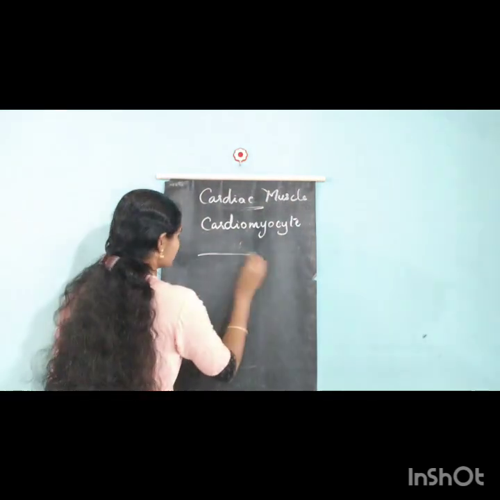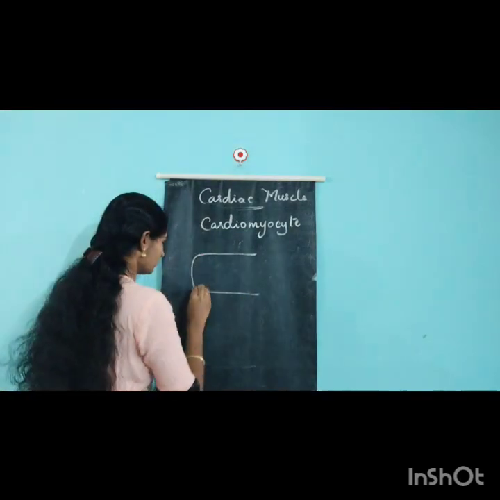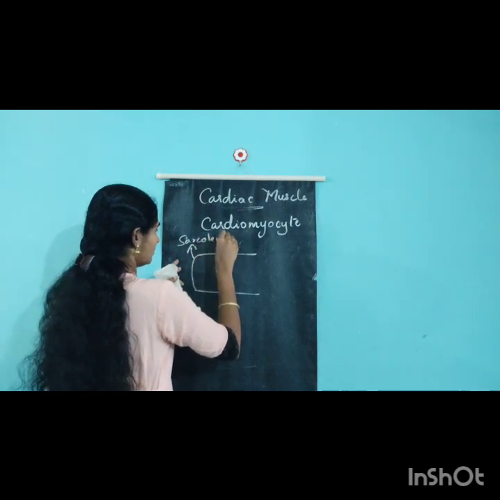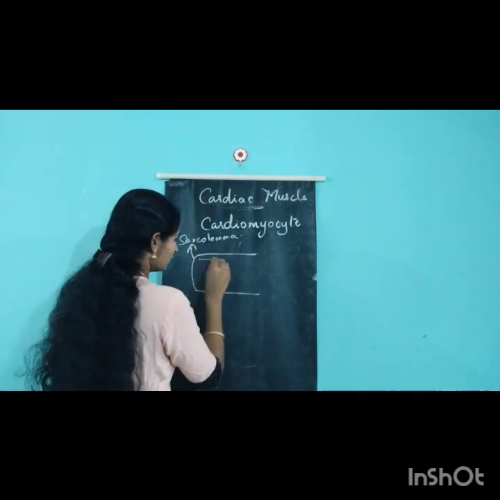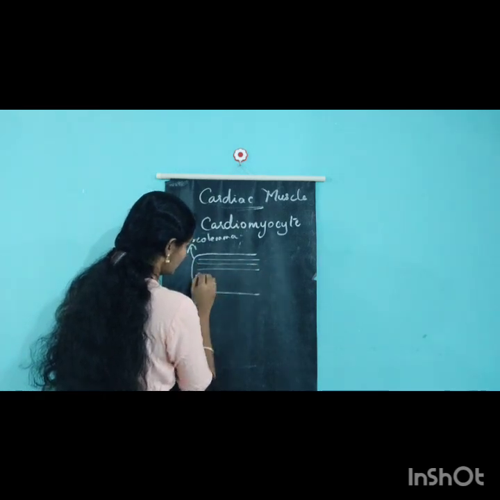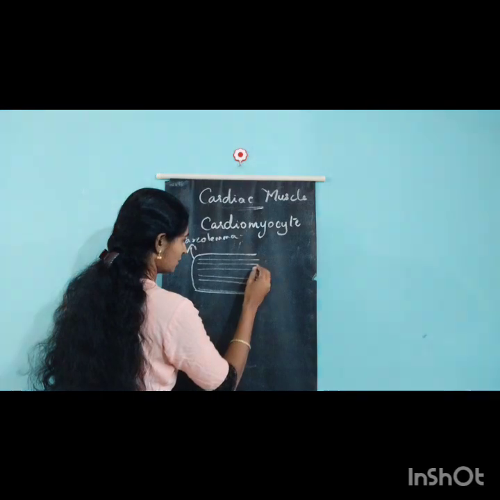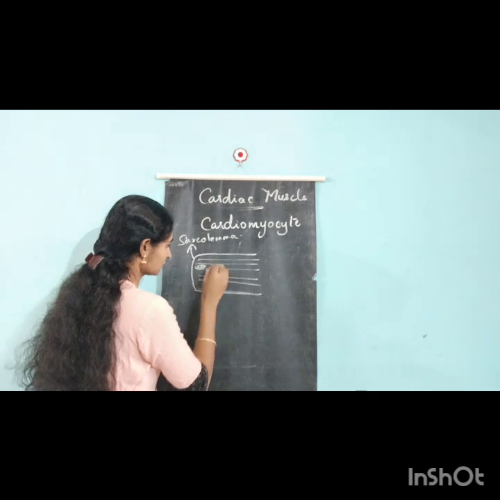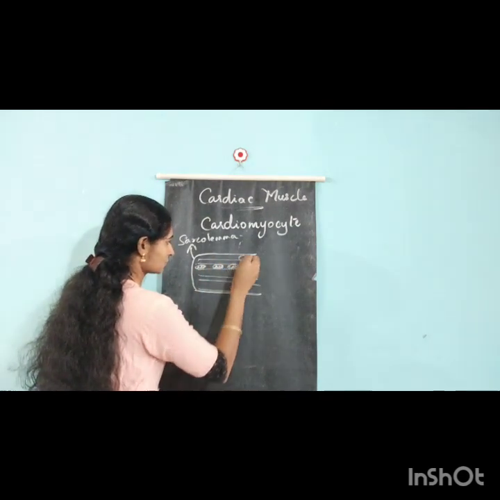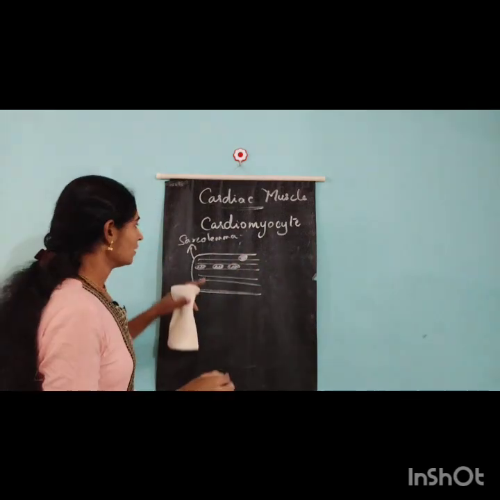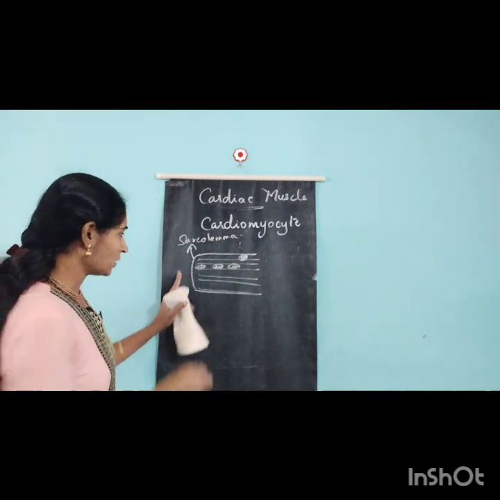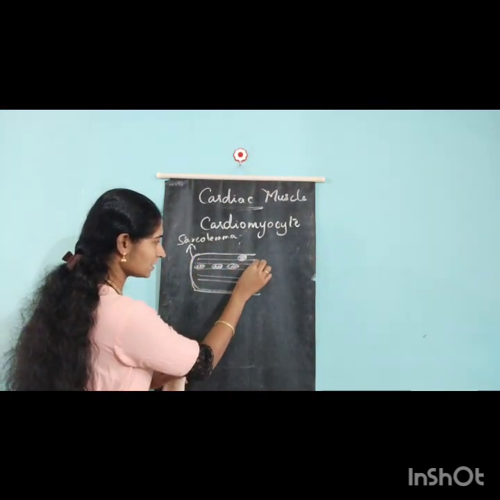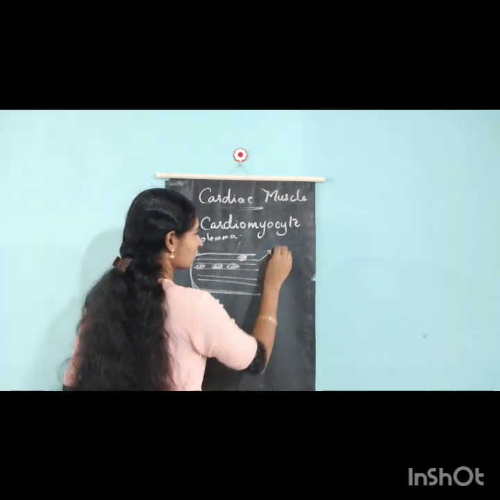So if I take the cut section of the cardiomyocyte, it looks like that. That is sarcolemma. Okay, and so this is cardiomyocyte. Cardiomyocyte's outer cover is what? Sarcolemma. Then many mitochondria are there. Single nucleus is there. These are called as myofibrils.